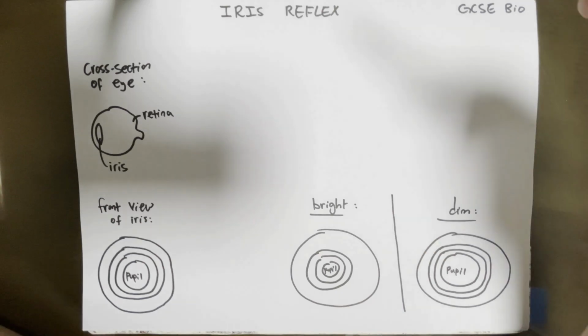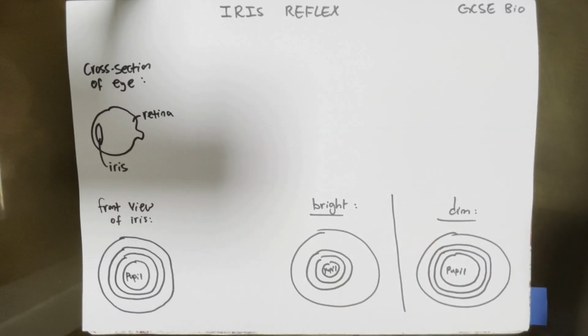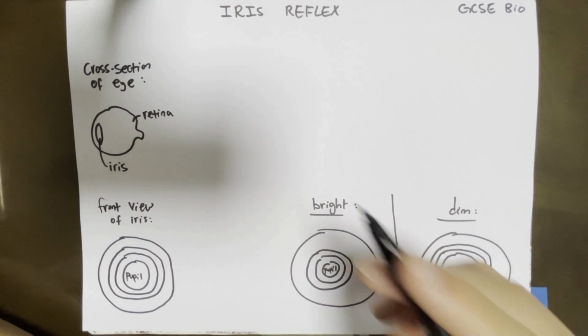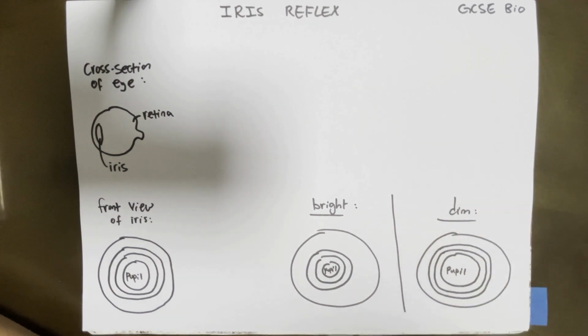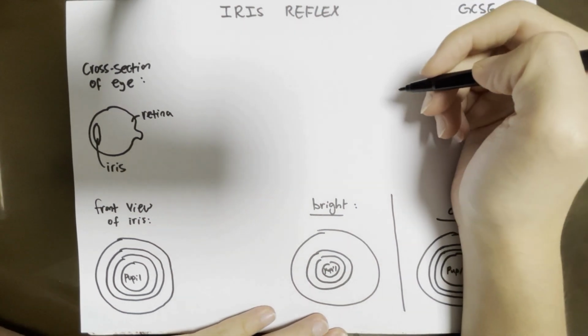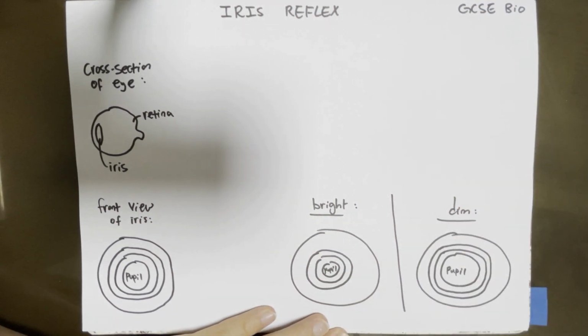The iris reflex. The iris reflex is part of the GCSE Bio course, and it's the first video uploaded on this channel. So, what is the iris reflex? First, we need to know this first. Before understanding what the iris reflex is, we just need to know what it does first. It controls how much light enters the retina.